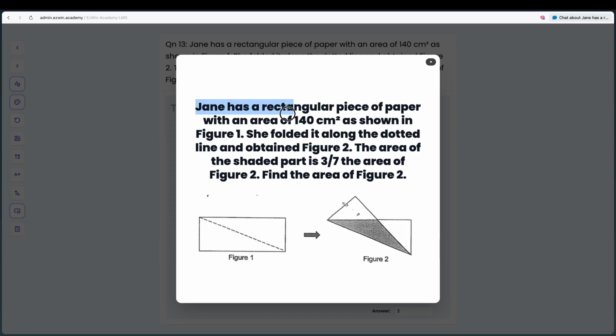Question 13. Jane has a rectangular piece of paper with an area of 140 centimeters square, as shown in figure 1. She folded it along the dotted line and obtained figure 2. The area of the shaded part is 3/7 of the area of figure 2. Find the area of figure 2.